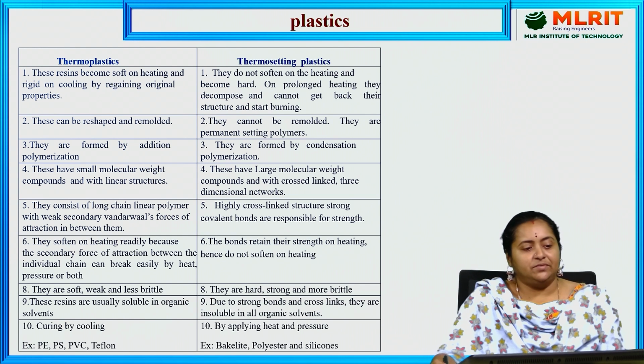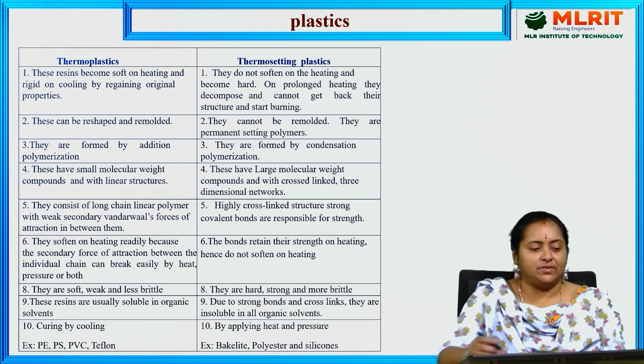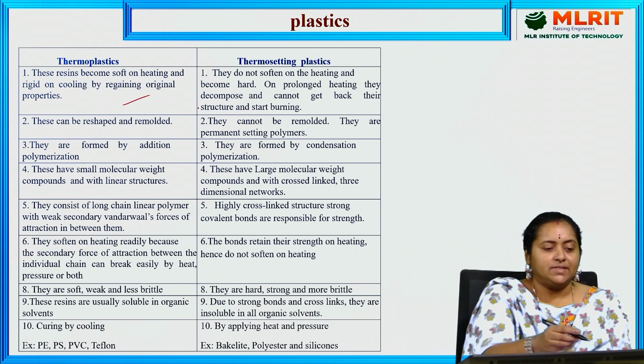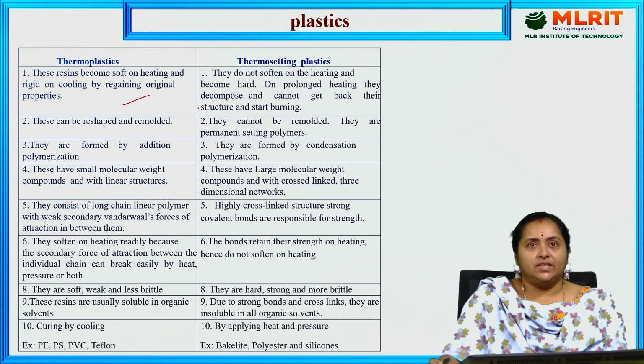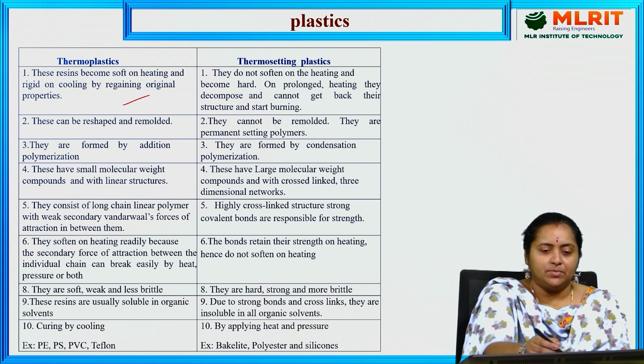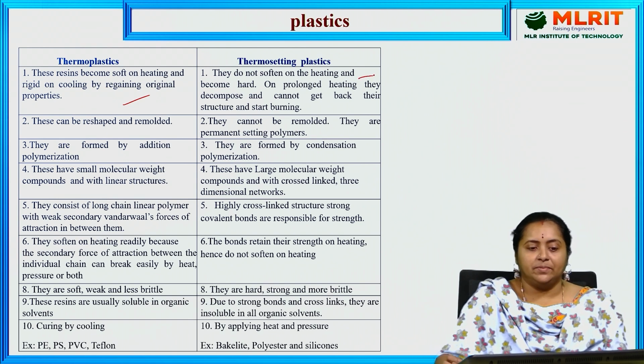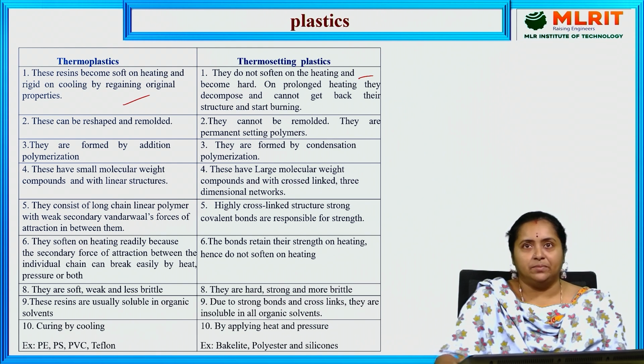So what makes the difference between thermoplastics and thermosetting plastics? In the first point, thermoplastics are very soft in nature when subjected to some amount of heat, and immediately on cooling they become rigid materials. But that is not possible in the case of thermosetting plastics. They do not soften on supplying some amount of temperature. And if we prolong the heating process, then they start to decompose, and are not able to get back to their original form. And if it is continued, then they will start burning.